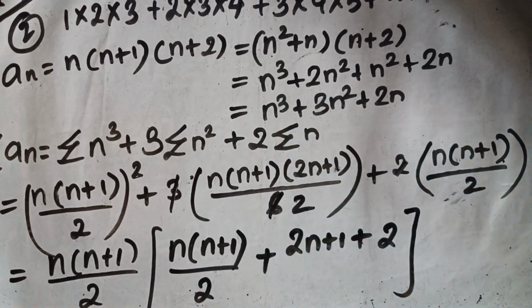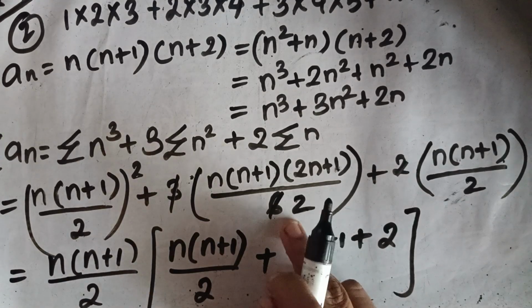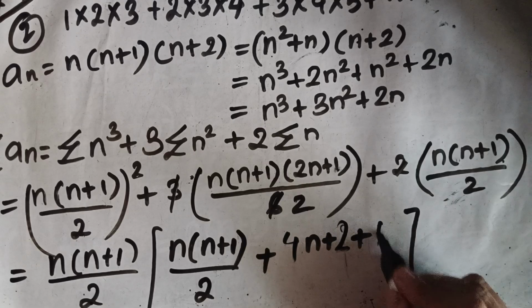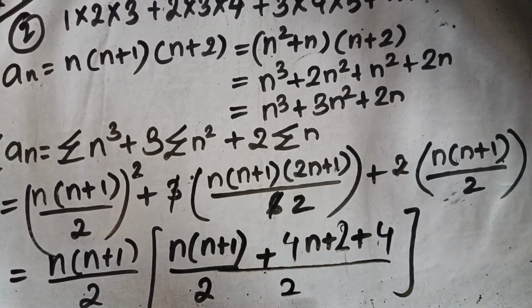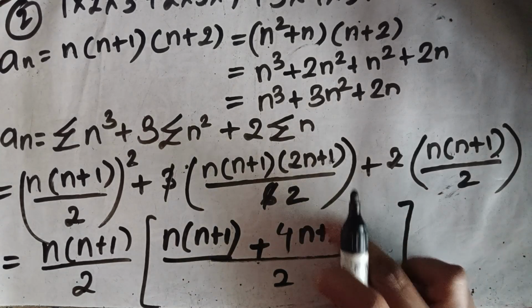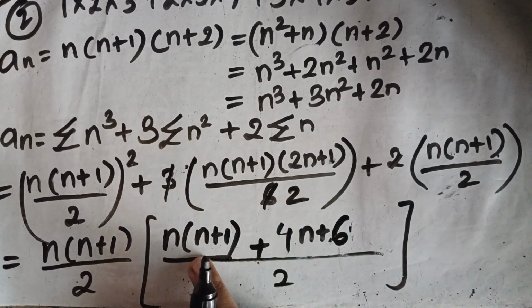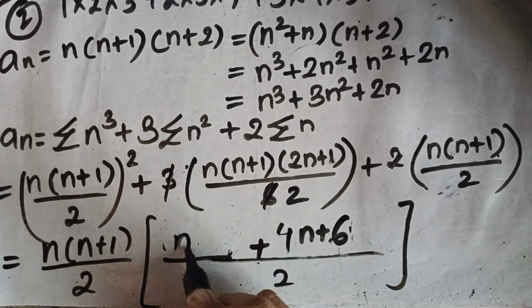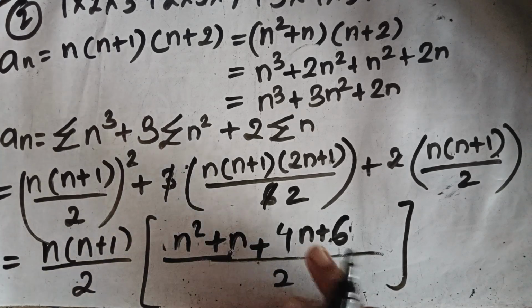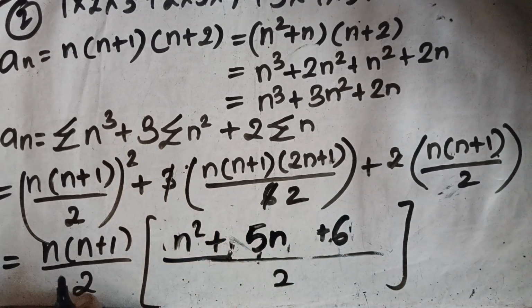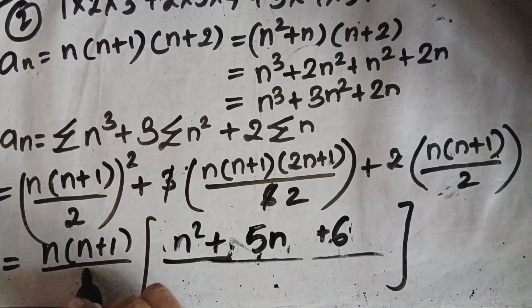Multiplying this, you will get 4n. I'll write here only 2 plus 4, the whole divided by 2. So this is 2 plus 4, 6. This you can write as n square plus n, so 4n plus this is 5n. This 2 you can take outside, so it will be 4 here.